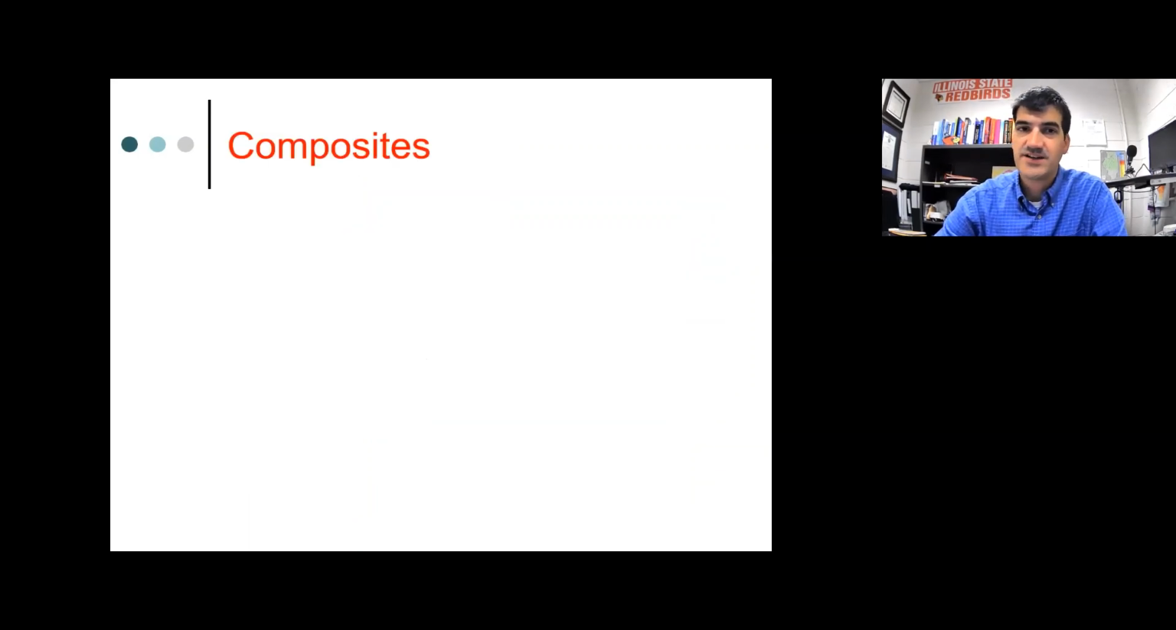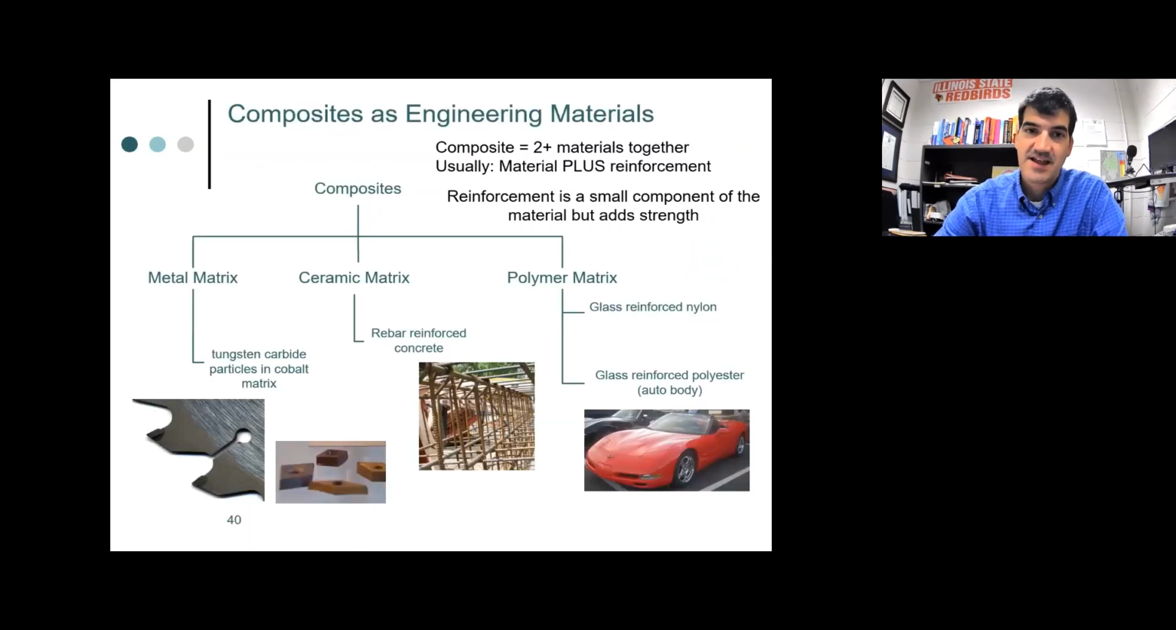The last one is composites. And we say that composites are two or more materials combined together, usually to get desirable mechanical properties. That's why you're combining these together. And oftentimes, not always, but oftentimes, a composite has a base material and then it has a reinforcement inside there. The reinforcement could be like rebar. Rebar is actually a pretty intuitive example.